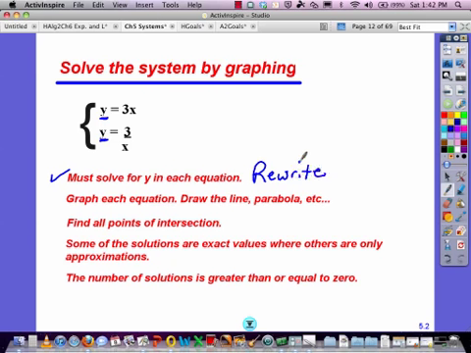Then go ahead and you would graph each equation. Draw the line, the parabola, the curve, whatever it is. From there, you want to find all points of intersections. There may be more than one. You need them all.